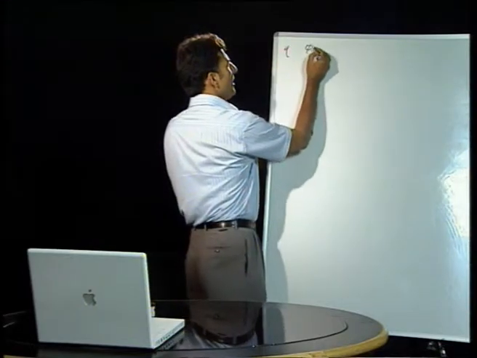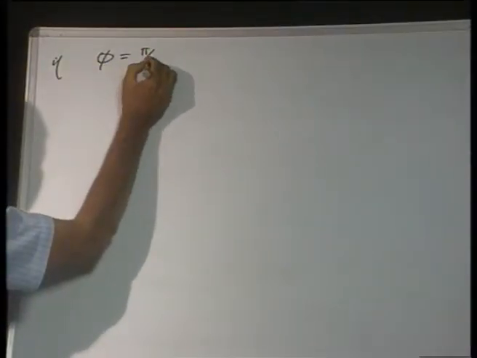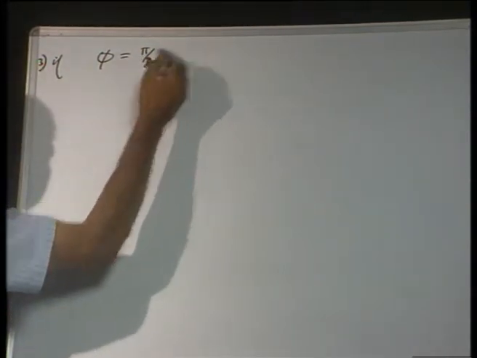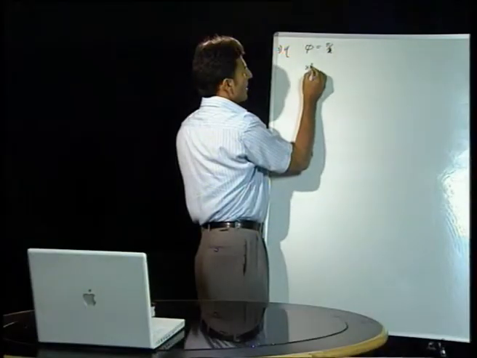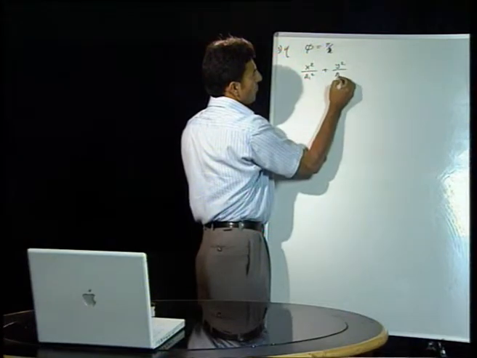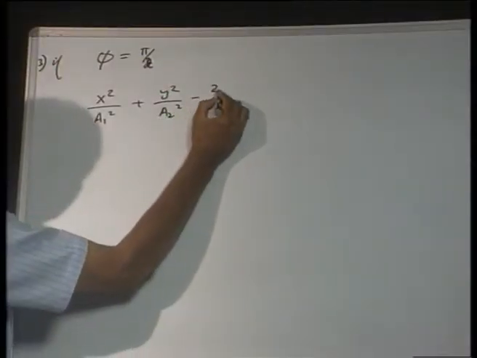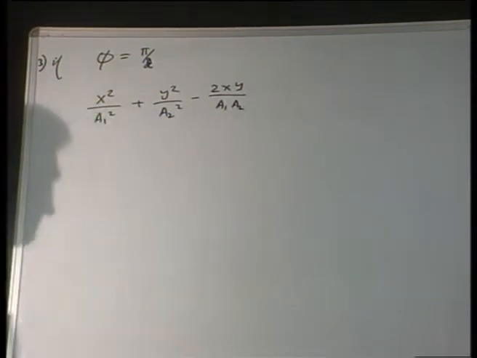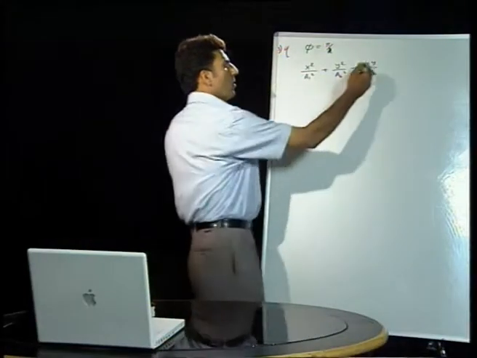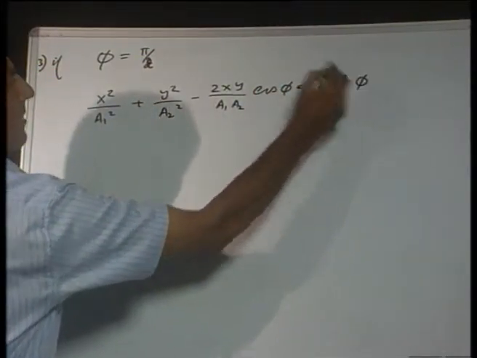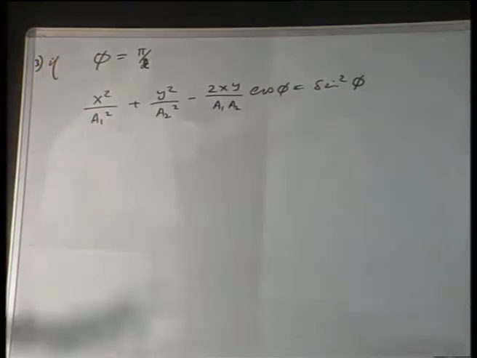If phi is again pi by 2, then x square by A1 square plus y square by A2 square minus 2xy by A1 A2 cos phi is equal to sine square phi. Let me substitute phi is equal to pi by 2.